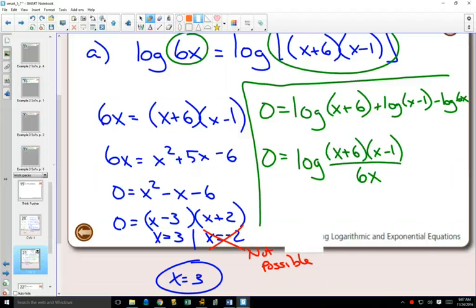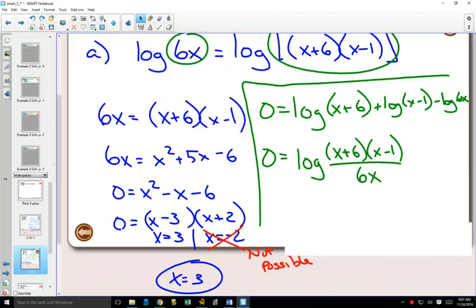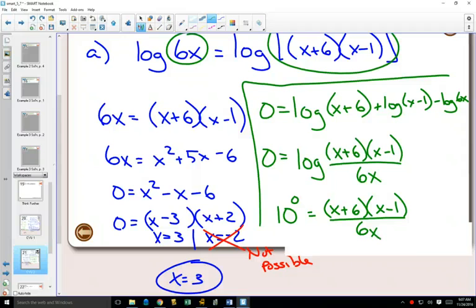What's the base in this one? 10. So it's a common log, so the base is 10. The exponent is 0, and the answer is x plus 6, x minus 1 over 6x. What is 10 to the 0? 1.